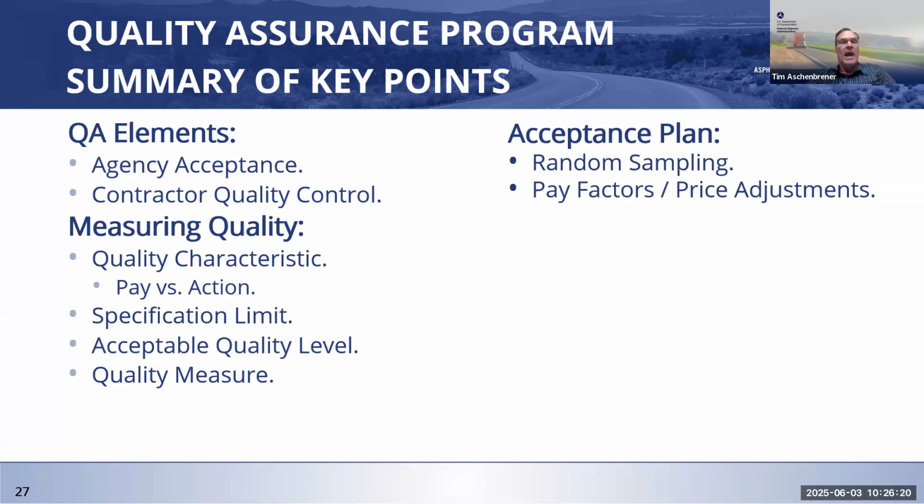But when they're set, we want to have a specification limit identified and an acceptable quality level identified so that when we calculate the quality measure, we can figure out the appropriate actions. And then for that acceptance plan, random sampling is very important. And then that leads to pay factors and price adjustments.